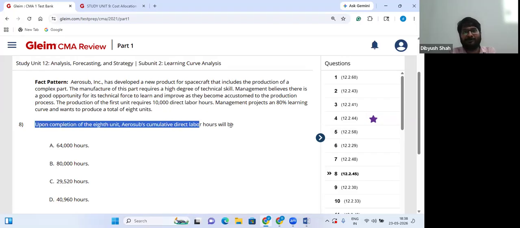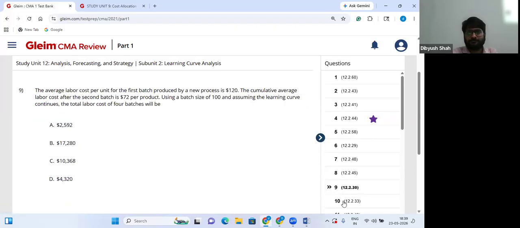See this, upon completion of the 8 units they are just asking total labor hours. Same question, arrow sum. Data and everything else is same. They are just asking total hours. I solved average. They are just asking total. Done? No.